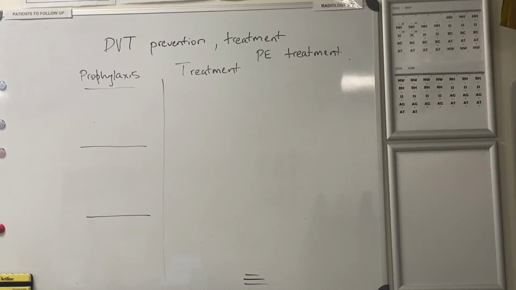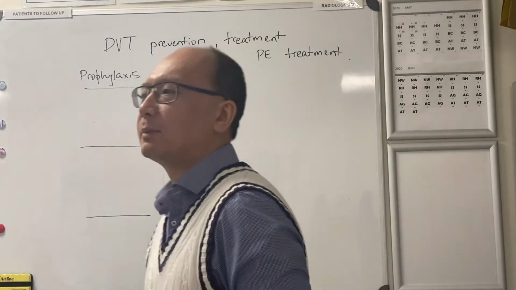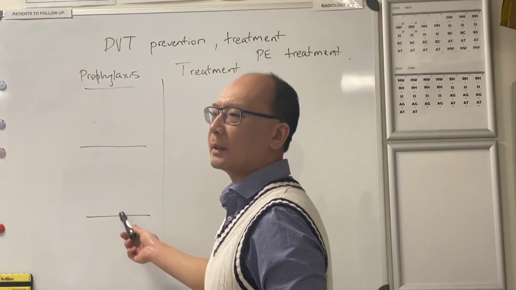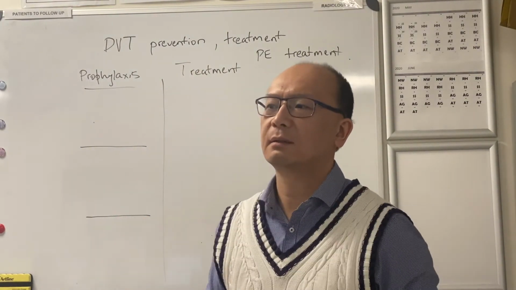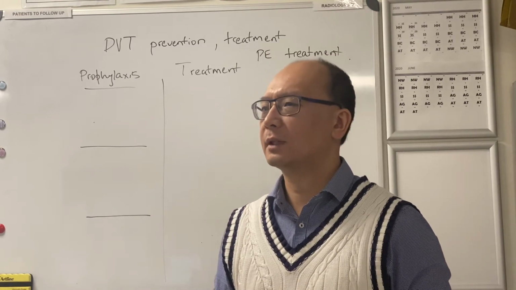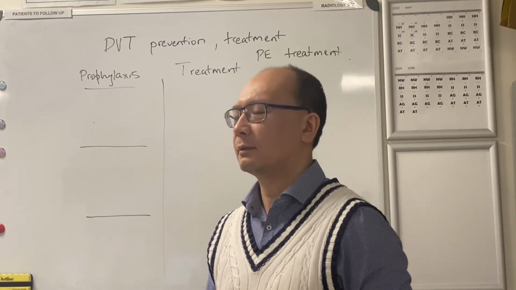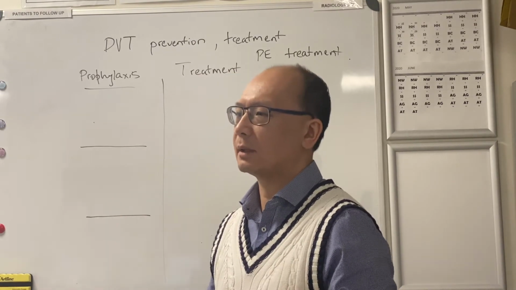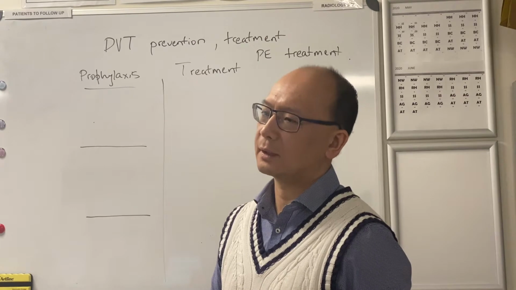So, DVT prevention and treatment, DVT prophylaxis. Sophia, what do we think about when we're thinking about prophylaxis? We should be considering every patient that gets admitted to hospital for prophylaxis. And how do you do that? You can consider them for mechanical and chemical prophylaxis. Yep. And what sort of considerations do you make for who gets mechanical and who gets chemical?